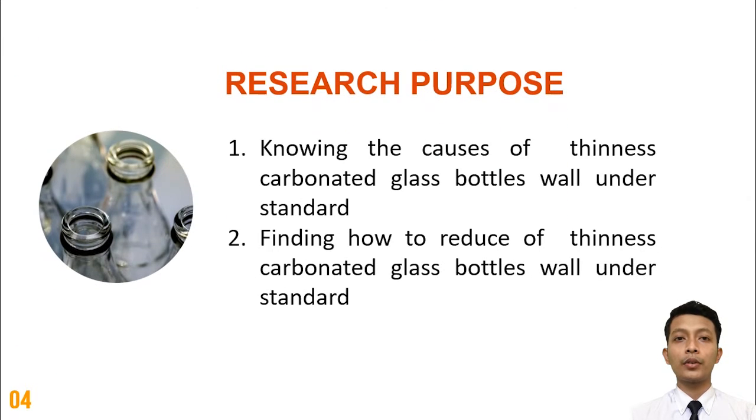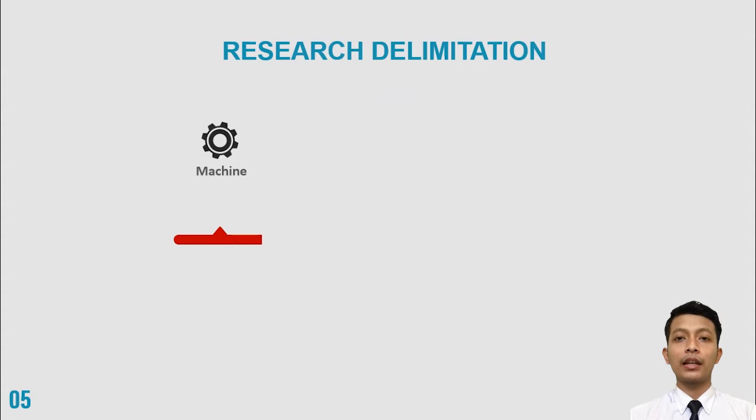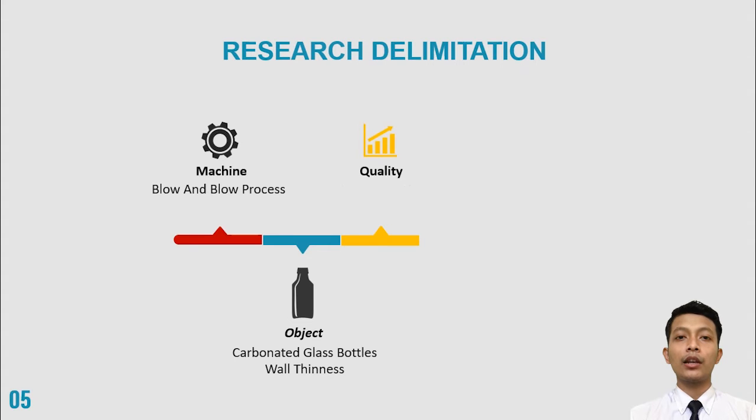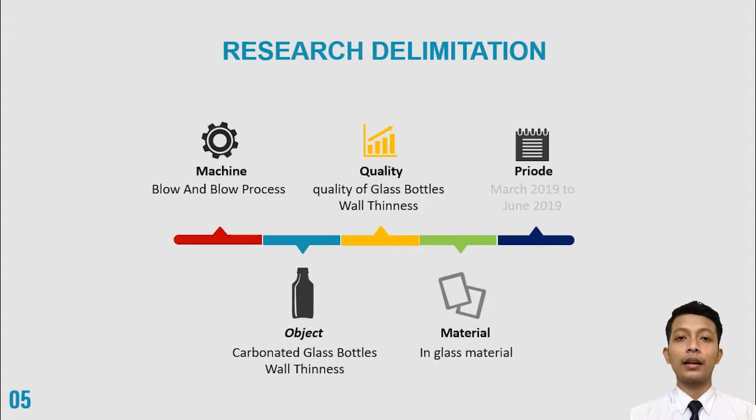My research purpose is to know the cause of thinness of the carbonated glass bottle wall under standard and to find how to reduce it. As for my research delineation, I focus on the Blue and Blue process machine, on the object of carbonated glass bottle wall thickness, in the period March to June 2019.